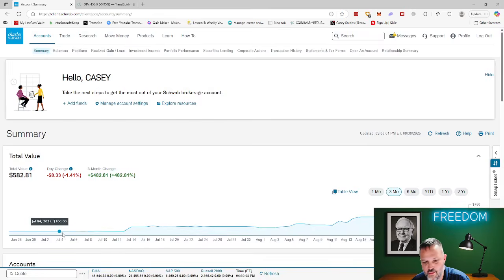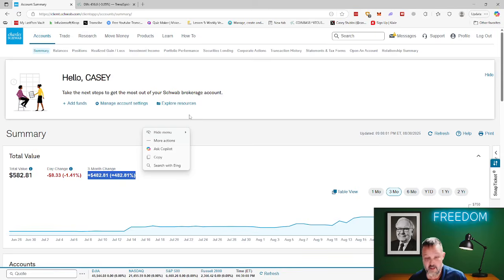This is my growth chart. You can see I was at 100, and then now I'm growing, and right now I'm at 582. So right now I'm at 482% growth in 3 months. It's pretty good, right? Pretty good. And it said I lost money even though I closed a winning trade because I have some open trades that are down, but they're not in any danger.